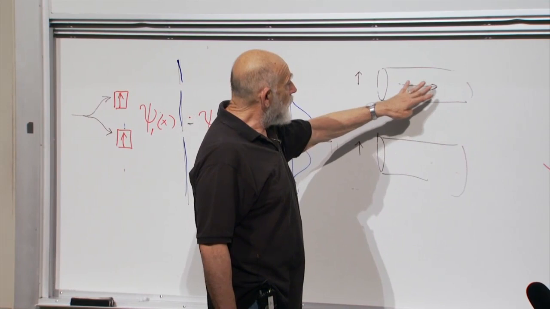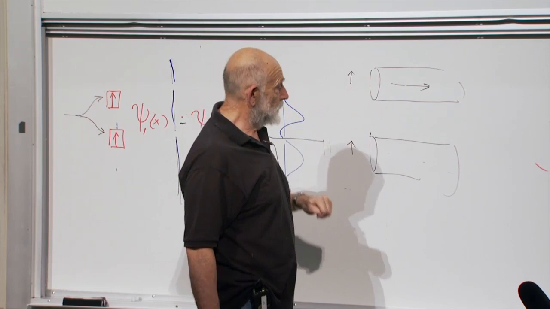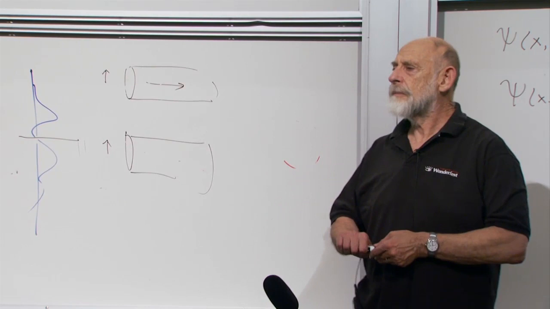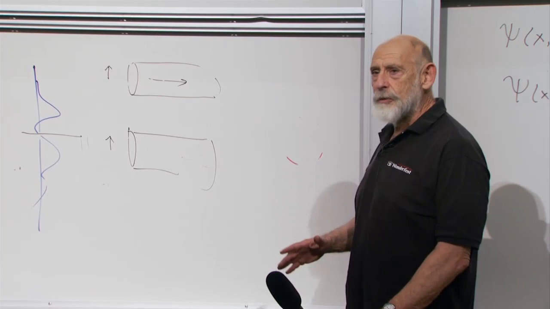How do you determine, if you only have one electron, the path of that one electron? You don't. That's always the point of quantum mechanics. Anything that you do to determine the path ruins the experiment.